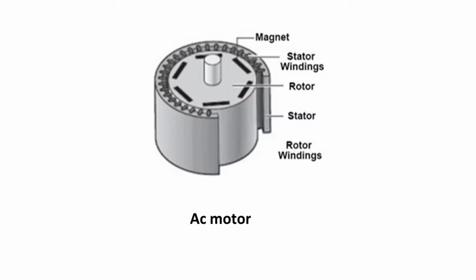Hi everyone, I am going to talk about the AC motor and DC motor. An AC motor is an electric motor driven by an alternating current. It consists of two basic parts, an outer stator and an inside rotor. The stator is supplied with alternating current to produce a rotating magnetic field, while the rotor is attached to the output shaft to produce a second rotating magnetic field.